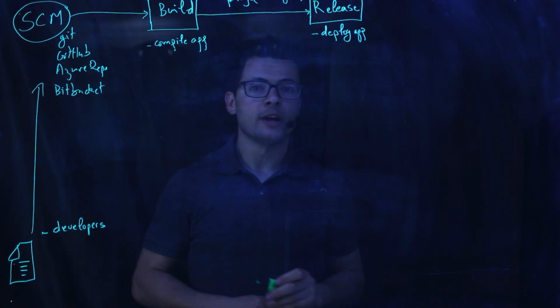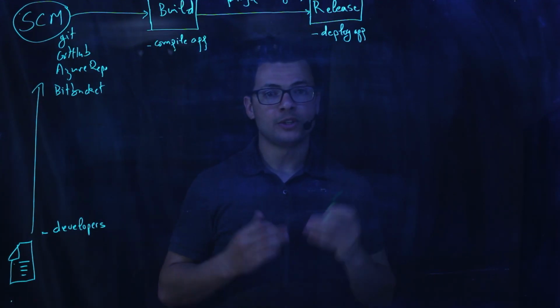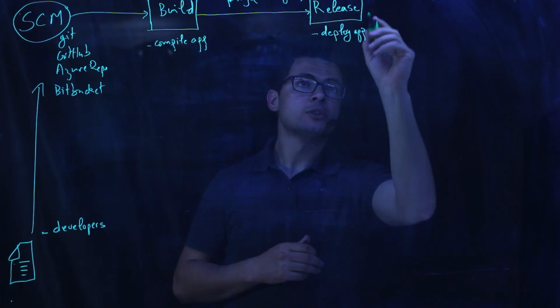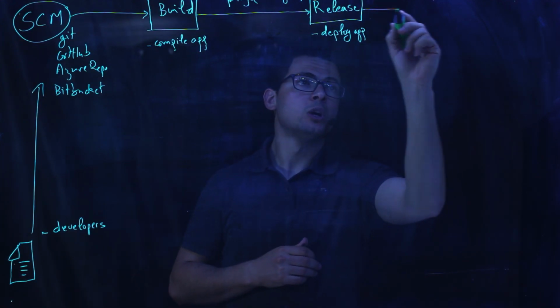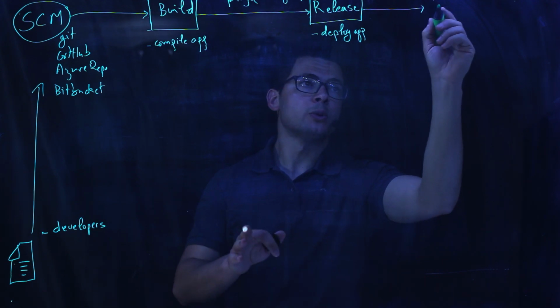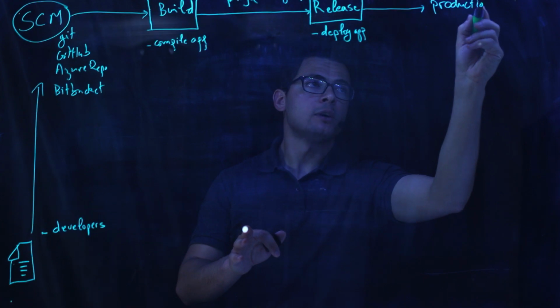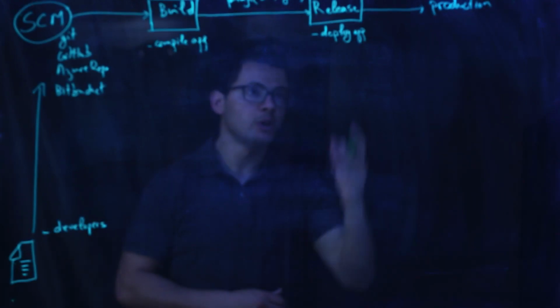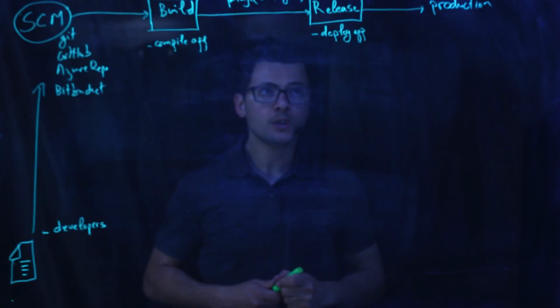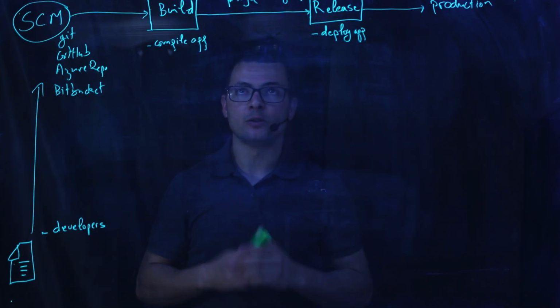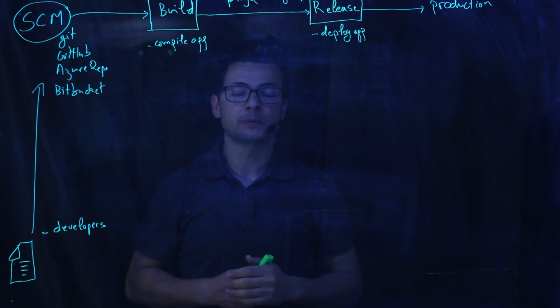Deploying the app for a web application means we'll deploy the app into a web server, for example. So we'll say we want to deploy the app to production, for example. We'll have an environment, a production environment, where we want to deploy the app. So this is the basics of the CI and CD pipelines, the basics of the DevOps implementation.